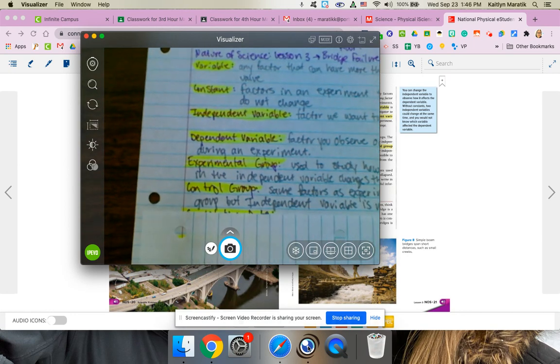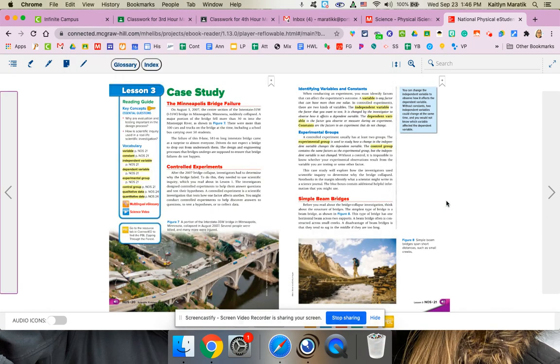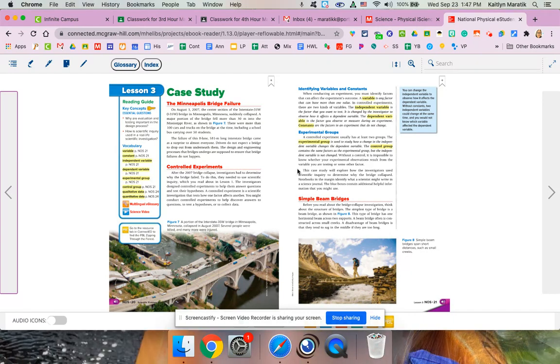Experimental and control group. Pause the video again if you need to. It is impossible to know whether experimental observations result from the variable you are testing or some other factor. This case study will explore how the investigators used scientific inquiry to determine why the bridge collapsed.